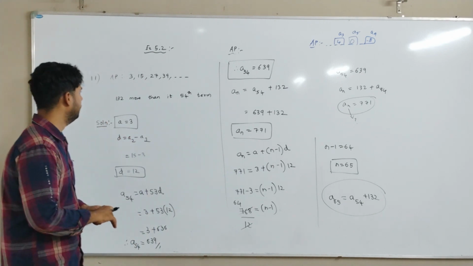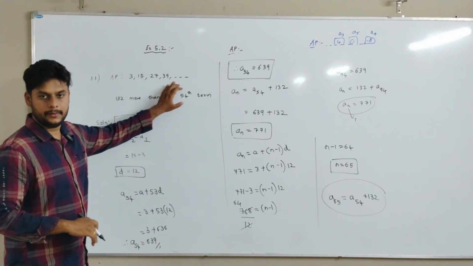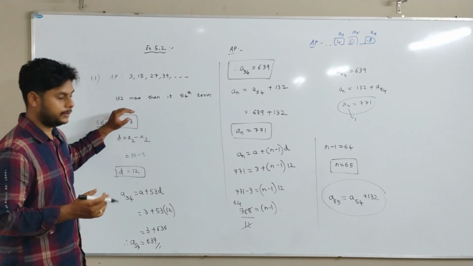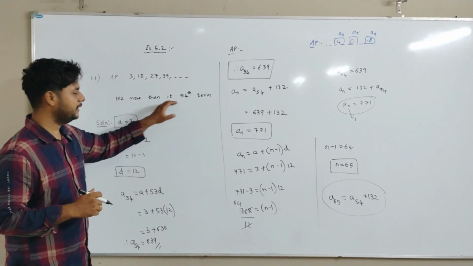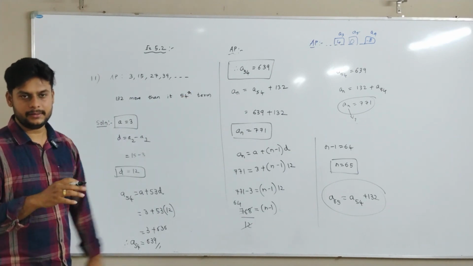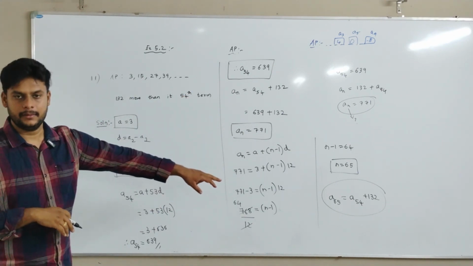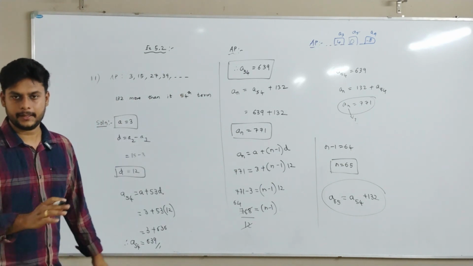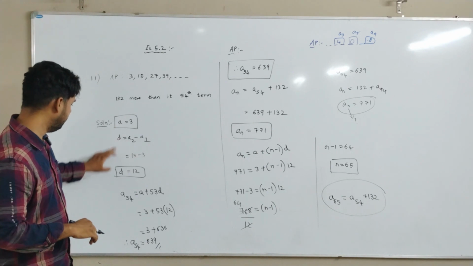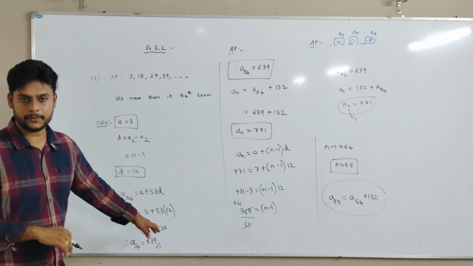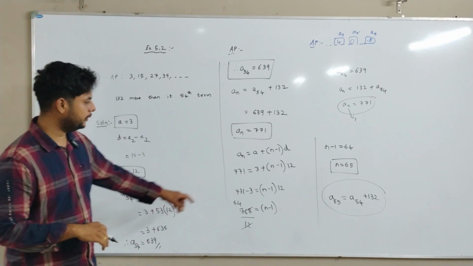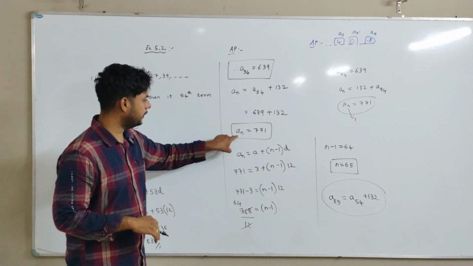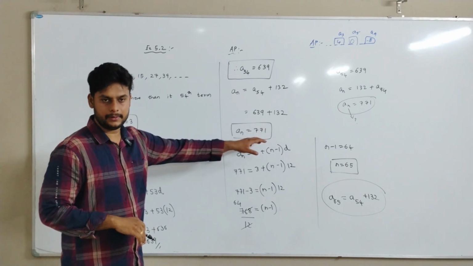Now this is the AP. Which term has a value 132 more than its 54th term? So A is equal to 3, D is equal to 12. First I found out A54. After finding A54, I added 132, and that was my answer. I understood that the value it holds is 771.